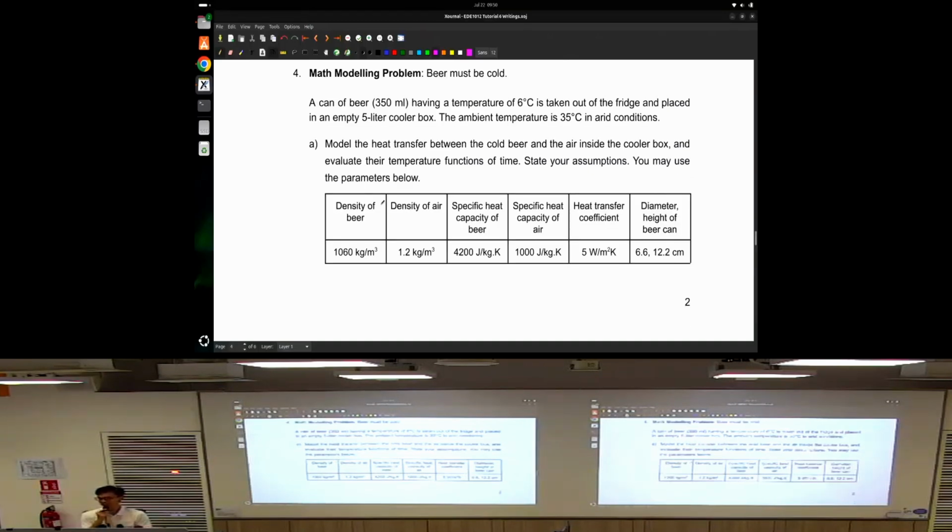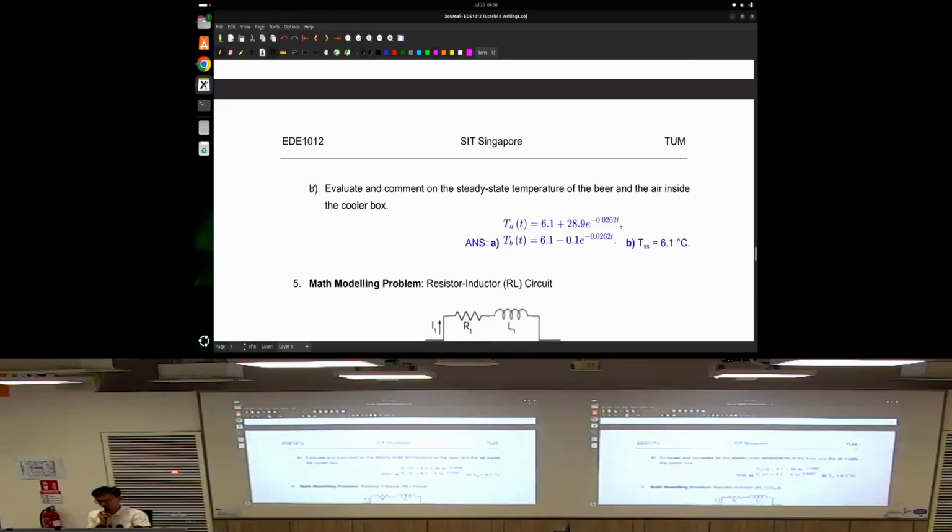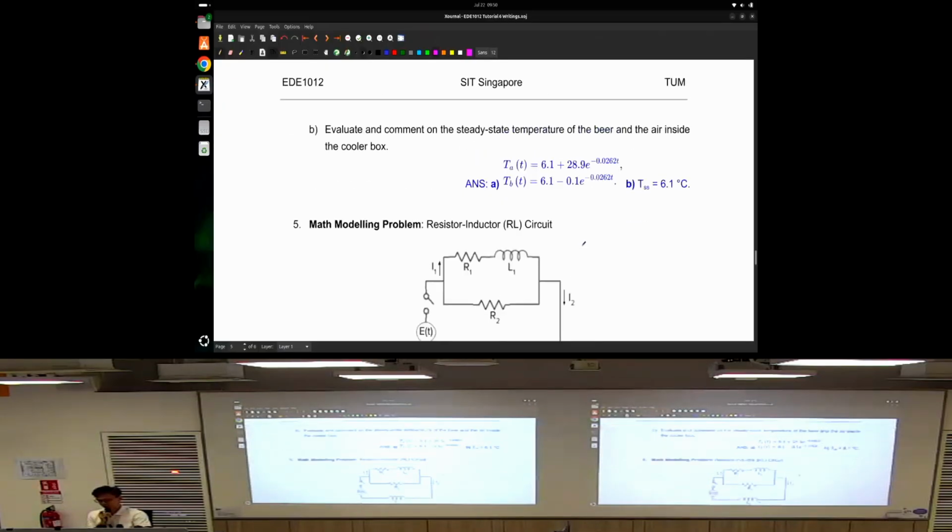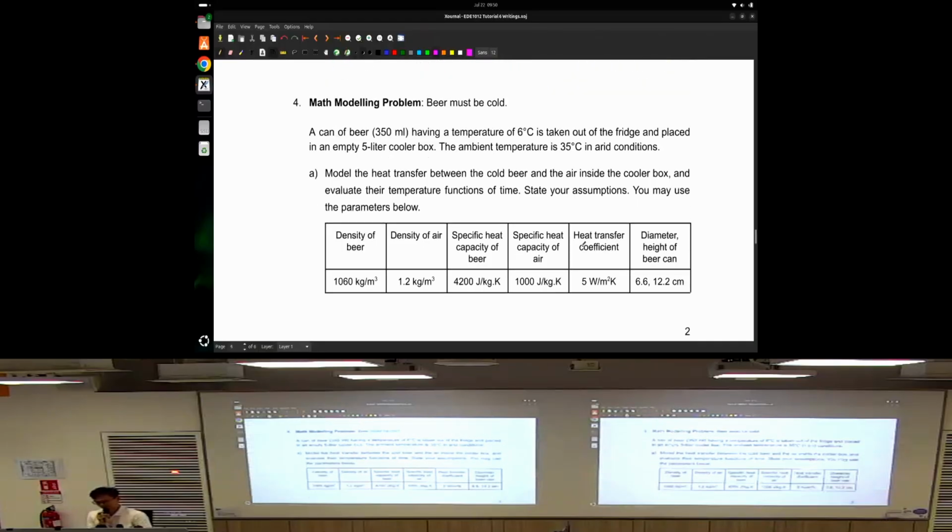Okay, so this is the math modeling problem. I will just model the thing with you, then after that, you will solve it on your own. I think the solution isn't that much of a deal, but I will do the modeling with you. They say that this can of beer, 350 ml usually, having a temperature of 6 degrees Celsius, taken out of the fridge, is placed in an empty 5-liter cooler box. A cooler box is like those insulative boxes where you can keep your cold stuff.